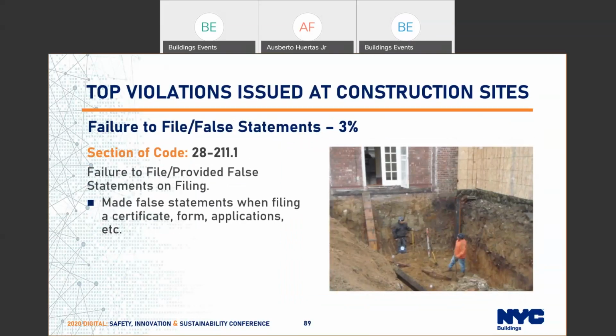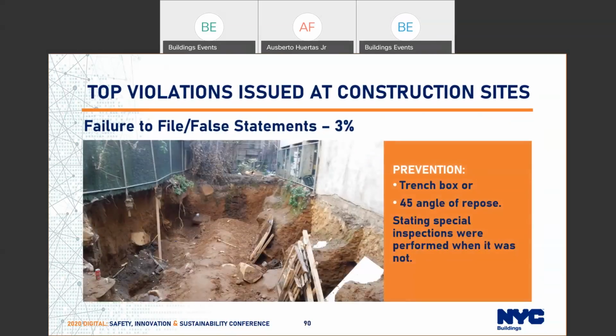Common examples of violations for failure to file or filing false statements: a permit filed for one type of work while other work is being performed that has no permit, exceeding the scope of work that was filed, and certifying drawings or special inspections that have not been performed. Avoiding the violation is preventable. Be comprehensive and detailed when submitting paperwork to the DOB. Specifically for this case, they should have also installed supportive excavation, an angle of repose, or provided a trench box.